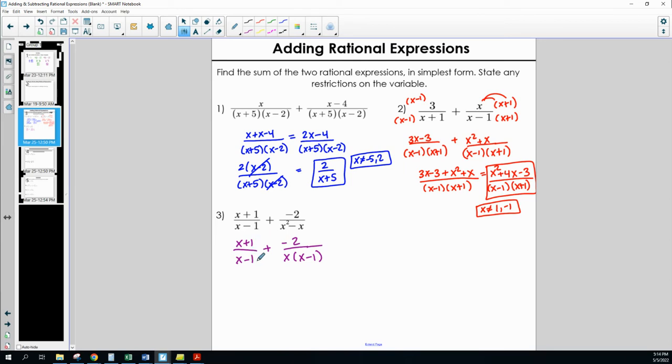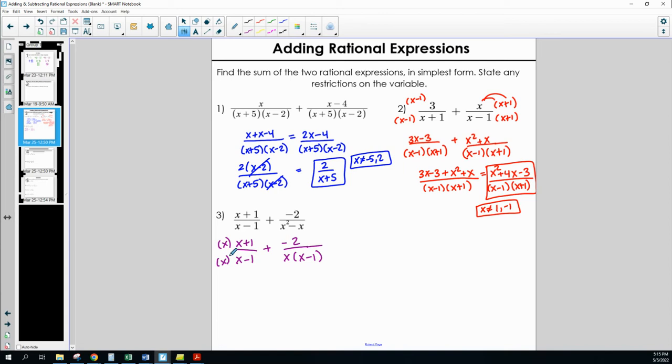So now if we compare the denominators, they're not the same, but we can see that they both have an x minus 1. So that second fraction has an x, the first fraction does not. So that means that we're going to have to multiply that first fraction by an x on the bottom and an x on the top.